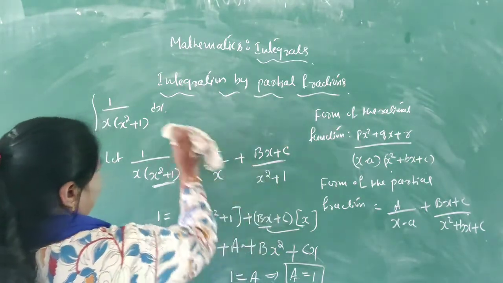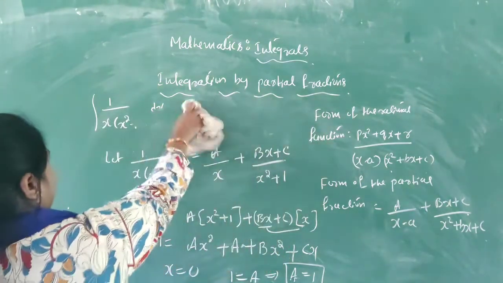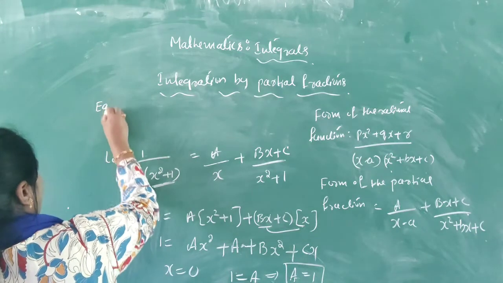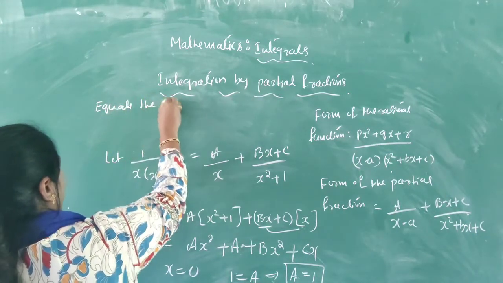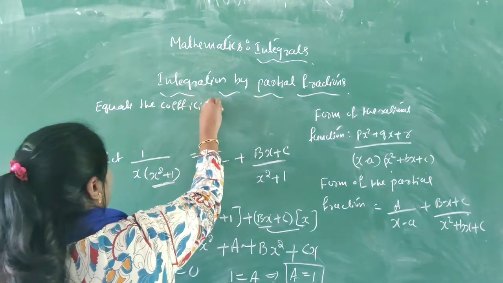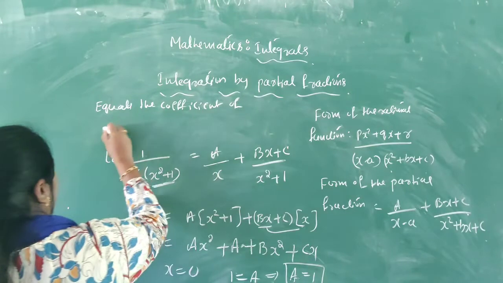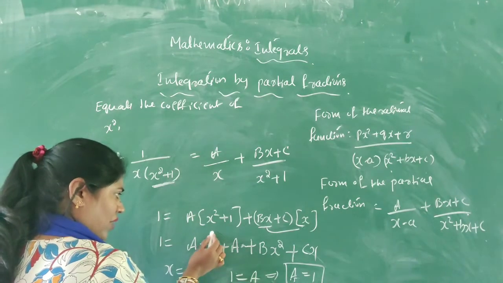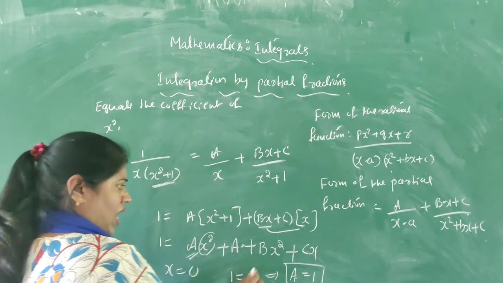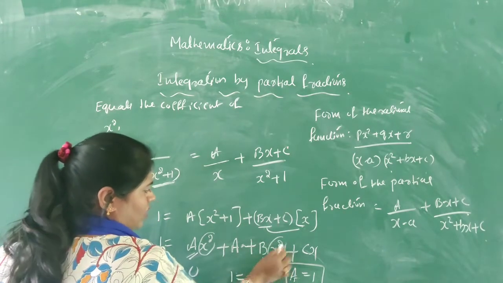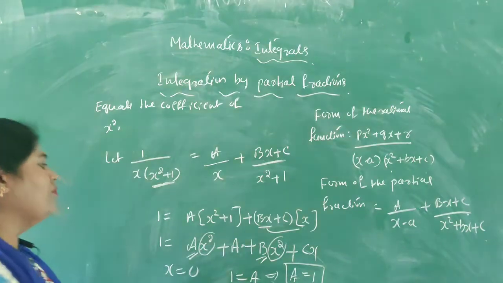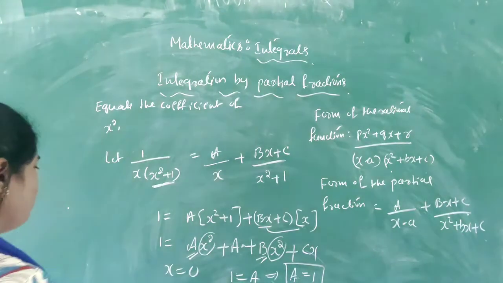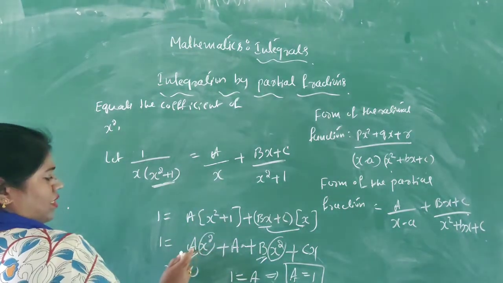Similarly, what you have to do? Equate the coefficient of x square. What is the coefficient of x square here? See, here the x square is there, no? That is A. And what is the x square coefficient? So this is B. So the coefficient of x square is A plus B is equals to 1. Okay. So this is A and this is B.